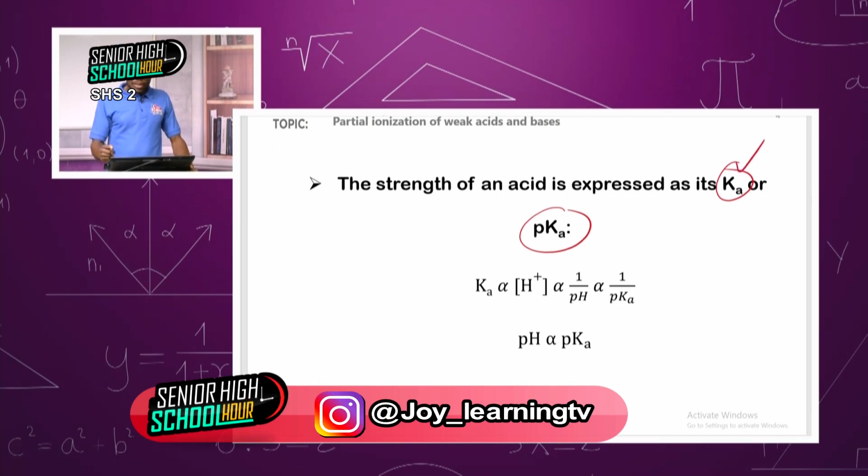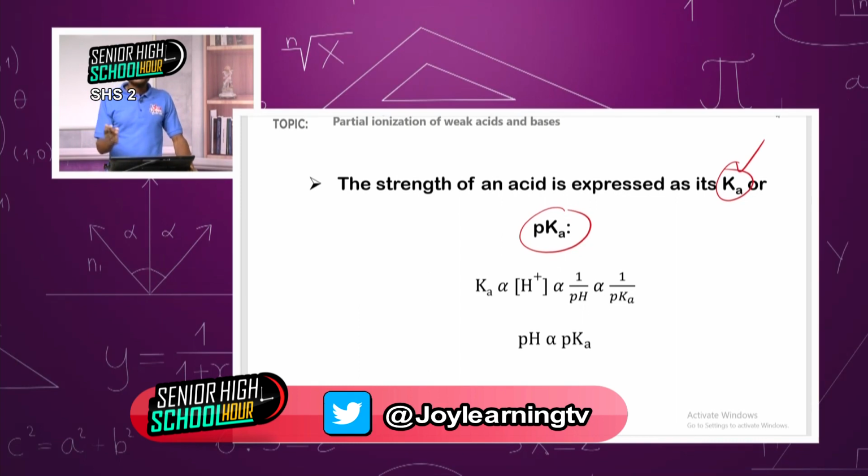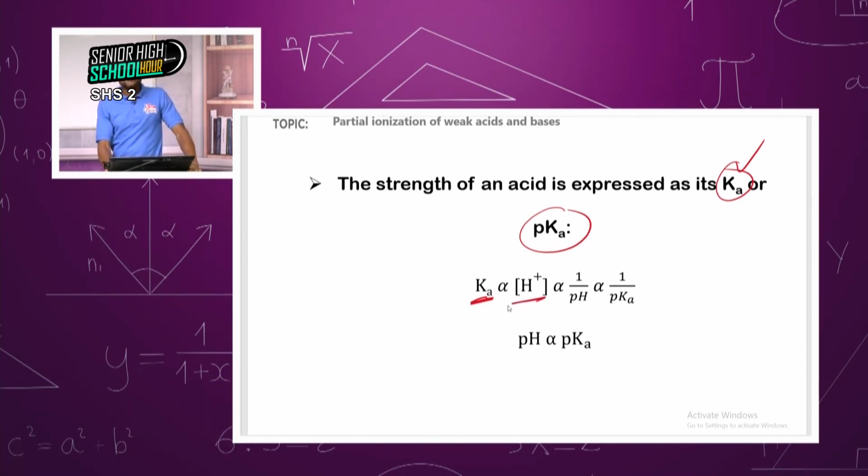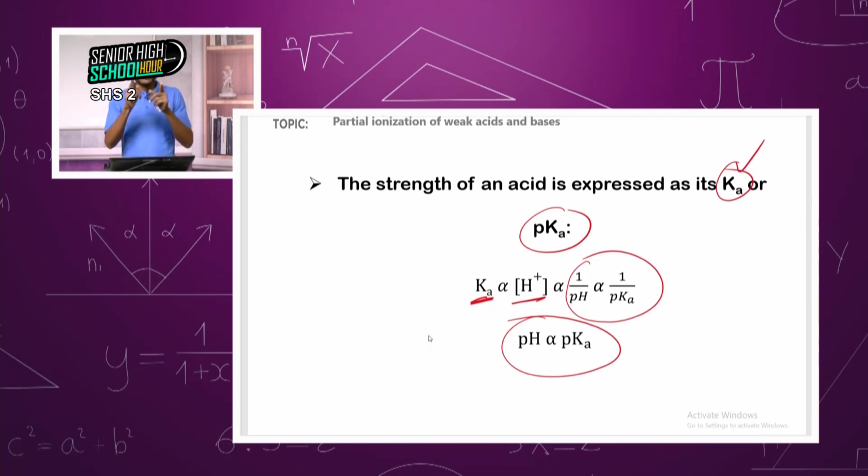If Ka is high, then it means that the acid will also be strong. So Ka is directly proportional to the concentration of H plus. If I have high Ka, it means that I'll produce more H plus ions in solution. That is the meaning of it. And of course, it is inversely proportional to the pH, and inversely proportional to the pKa of the weak acid. So from here, we can express that pH is directly proportional to pKa. Please keep these concepts, because a question will be given to you out of them, and you should be able to handle it when you see it.